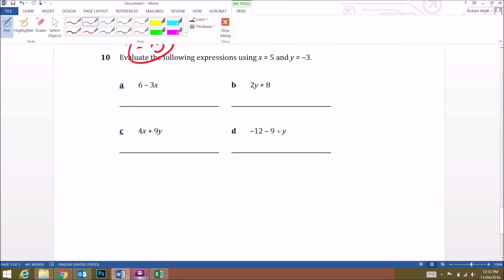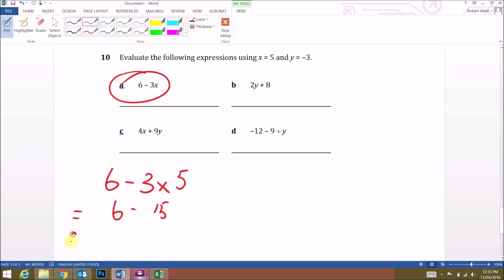Okay, last but not least, a little bit of substitution. In this question it asks, evaluate the following expressions using x equals 5 and y equals negative 3. So let's just rewrite this one. 6 take away 3 times x equals 5. 3 times 5 is 15, and 6 take away 15 equals negative 9. Okay, B, 2 times negative 3, plus 8.